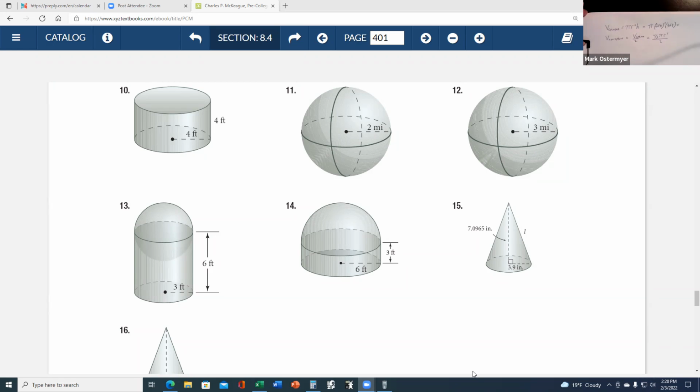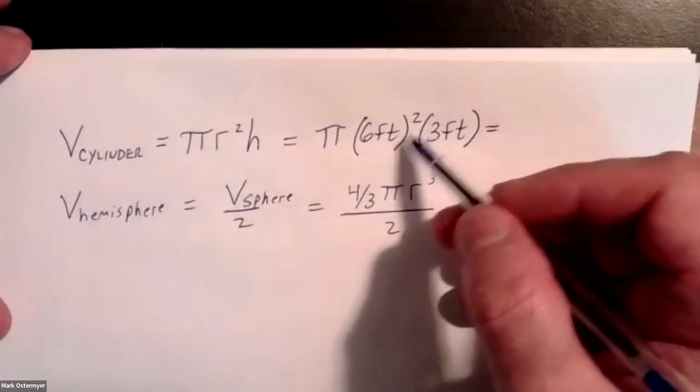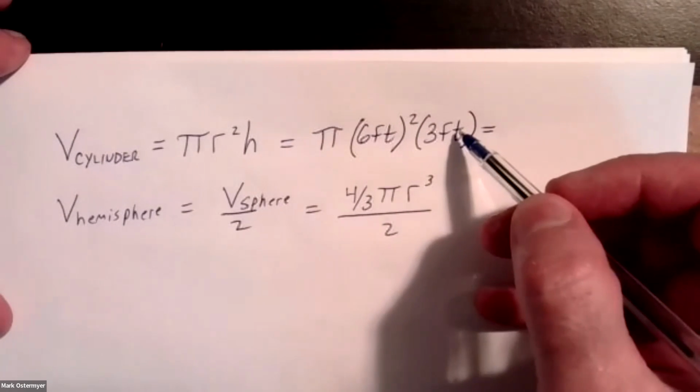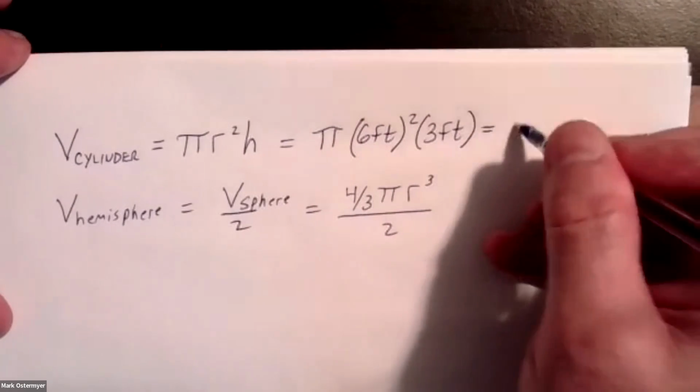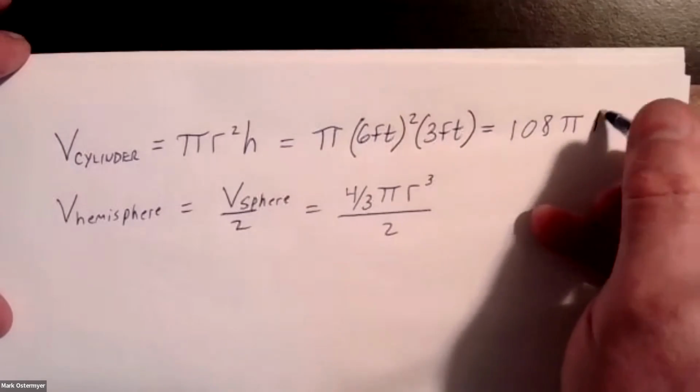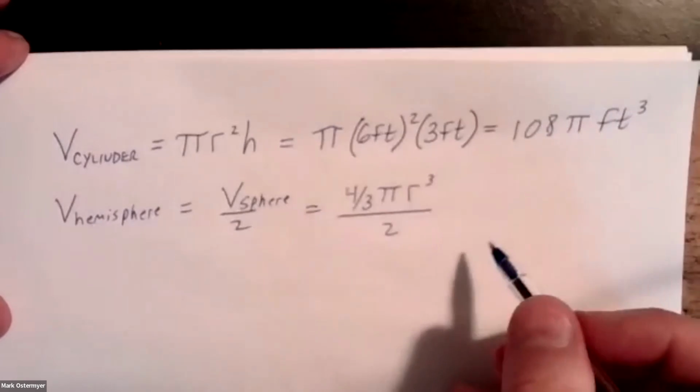So, ladies and gentlemen, we're going to find the volume of that cylinder first. 6 squared is 6 times 6 is 36. 36 times 3 is 108. So in exact form, it's 108 pi cubic feet. That'd be the volume of the cylinder.